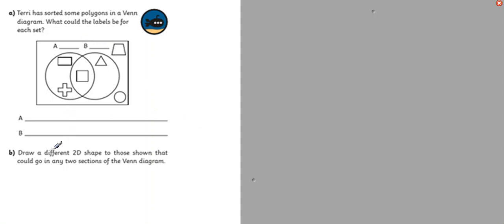Okay, once you've done that, B says draw a different 2D shape to those shown that could go in any two sections of the Venn diagram. So it has to go in two sections of the Venn diagram. Okay, so what I would like you to do now is pause the video and have a go at A first. Once you are comfortable with A, then have a go at B. But make sure you stick with what you've put for your labels and that your shape can go in any two areas of your Venn diagram. Pause the video now and have a go.